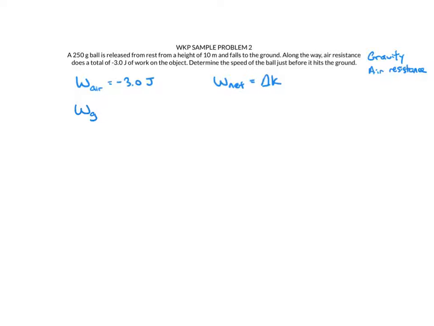So WG, the work done by gravity, I'll use the work formula for this. So that's the force of gravity times the displacement times cosine of theta. The force of gravity is mg. The displacement is given as 10, so I'm just going to keep writing delta D here. I think in problem 1, I filled in numbers early, and in problem 2, I said I would show you how to do it, just leaving things in symbols until the very end here.